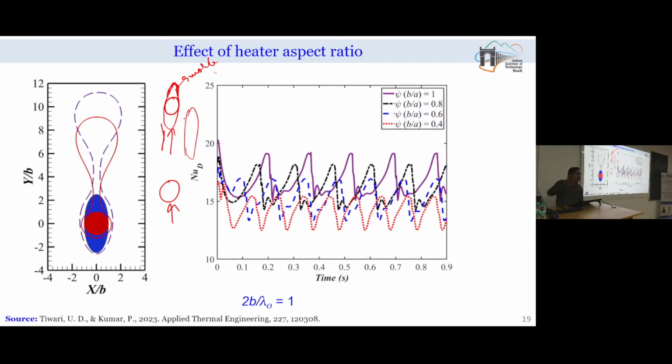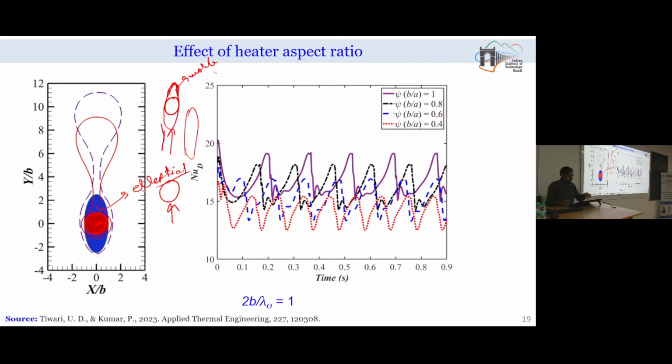Whenever vapor will be moving over the streamlined body, it may move faster in comparison to its movement on a bluff body. So, here what we have done, this red colored thing is the cylindrical heater and the blue colored thing is the elliptical heater.